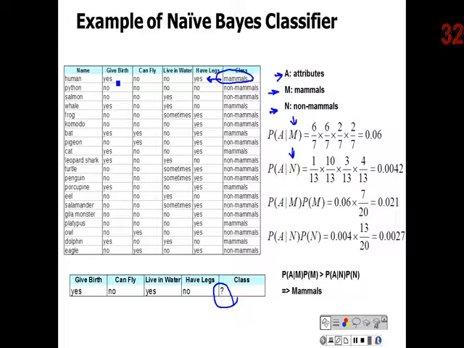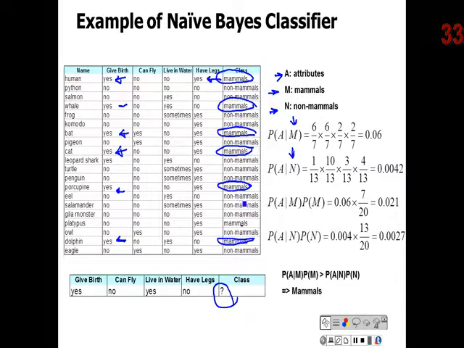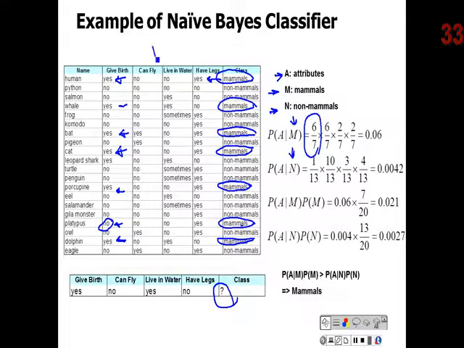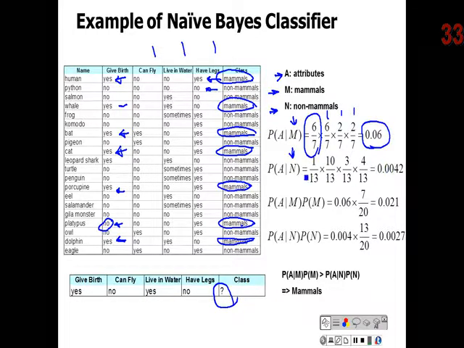So as yes, we have 1 here, 2, 3, 4, 5 and 6, I have almost this one. 7, one of them is no. So the percentage is 6/7 for the value yes. And you repeat the same for each attribute and you calculate those, and you come up with this number. Now you repeat the same for the non-mammal. You look at the attribute for each one of those 4 and you come up with this number.